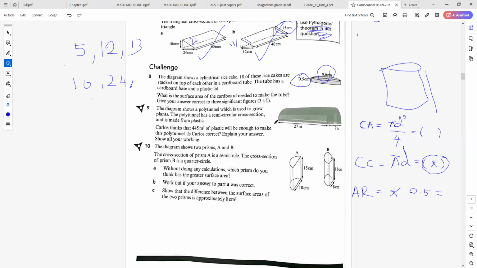Now what we have to do is, he is telling a statement to check if he is correct or not. Now we have to work out the surface area of this polytunnel. That is, we have to first find out the surface area of this circle, and behind also we will have a circle, right?